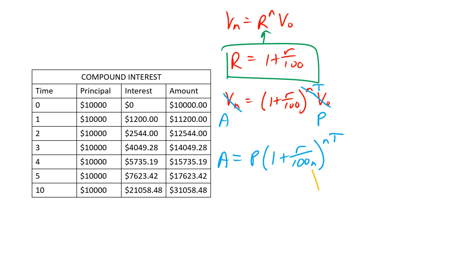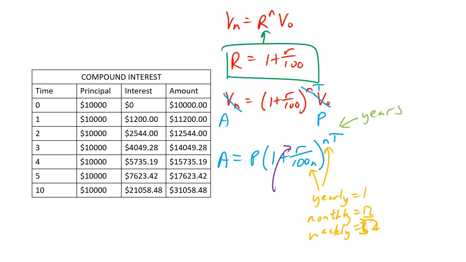So this N, it's the same N, same amount. That's your yearly equals 1, or your monthly equals 12, or weekly equals 52. That's that value, and that changes depending on the situation. And then what's T? T is years. And r is the interest rate per annum.